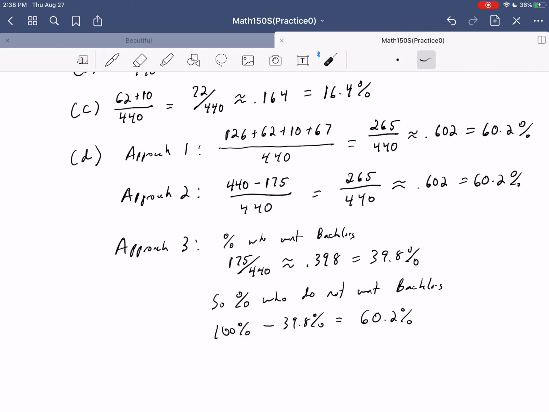Okay, this wraps up the sort of practice 0, the preliminary practice problems, to make sure you're comfortable with the prerequisite material for this class. In the next practice, we'll be doing some practice examples relating to basic definitions, sampling techniques, and working explicitly with categorical variables.